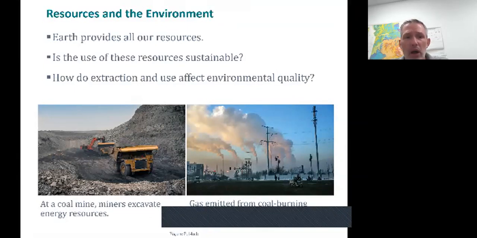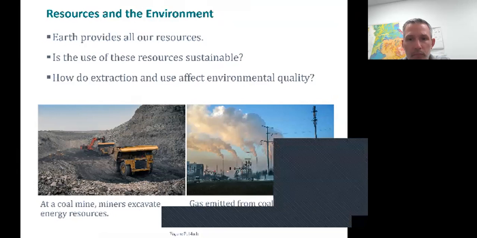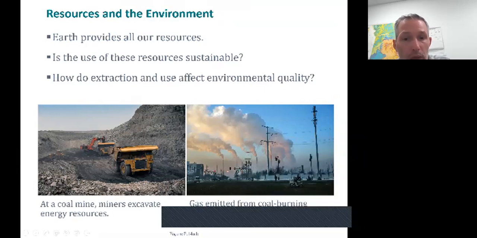So we can talk about how coal miners excavate coal from a mine. We can talk about how that coal ends up in an energy power plant, which is going to turn a turbine and turn water into steam and release some additional gases, and the impact of those.